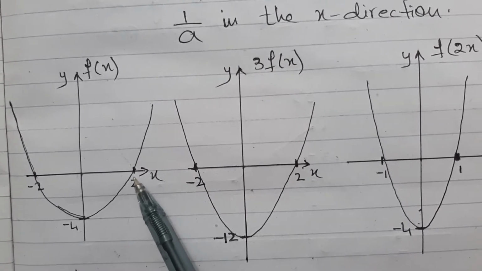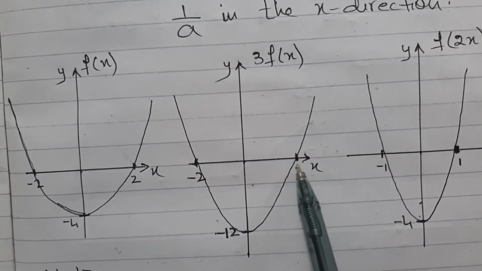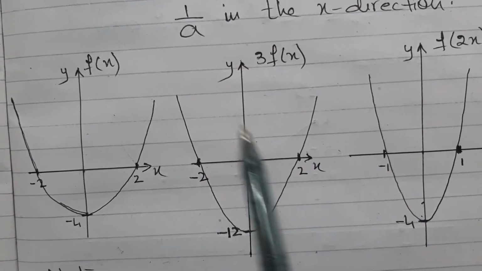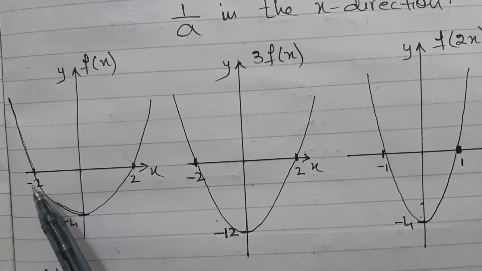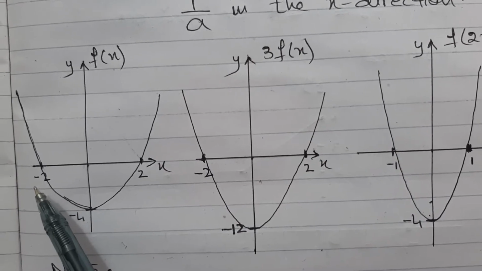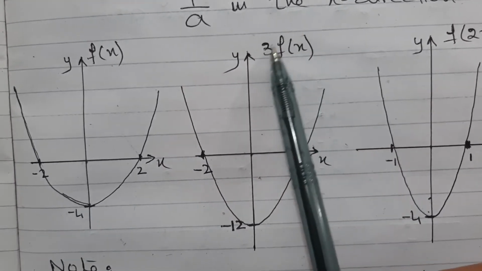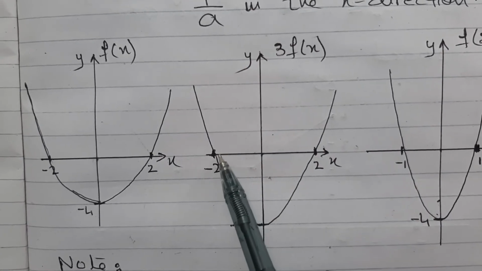Now, you see the point here is what? 2, 0. So my y coordinate is 0. 0 multiplied by 3 is 0. So that's why this point is still here. If I see here, the point is minus 2, 0. So the y coordinate is again 0. If I multiply 0 by 3, I will get 0. So that's why this point is still here.